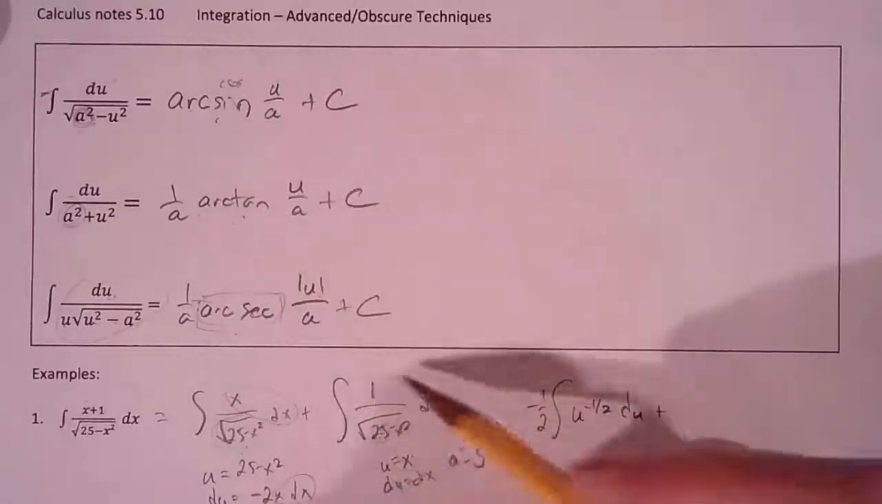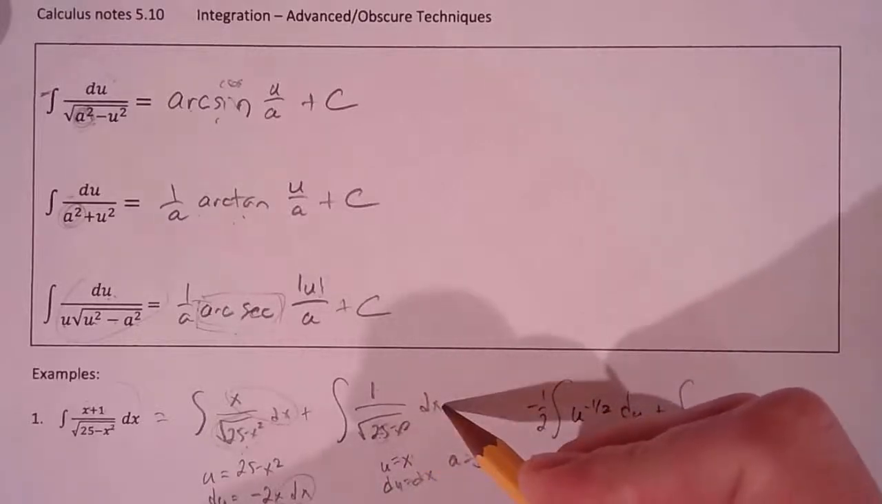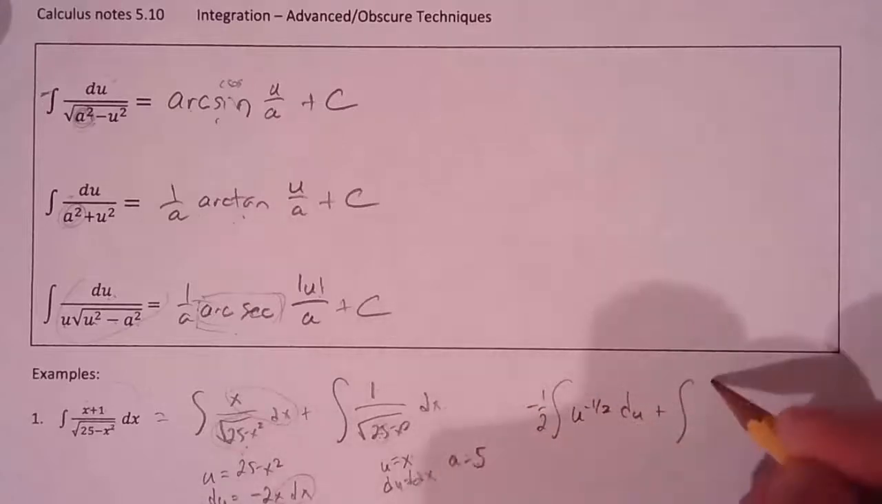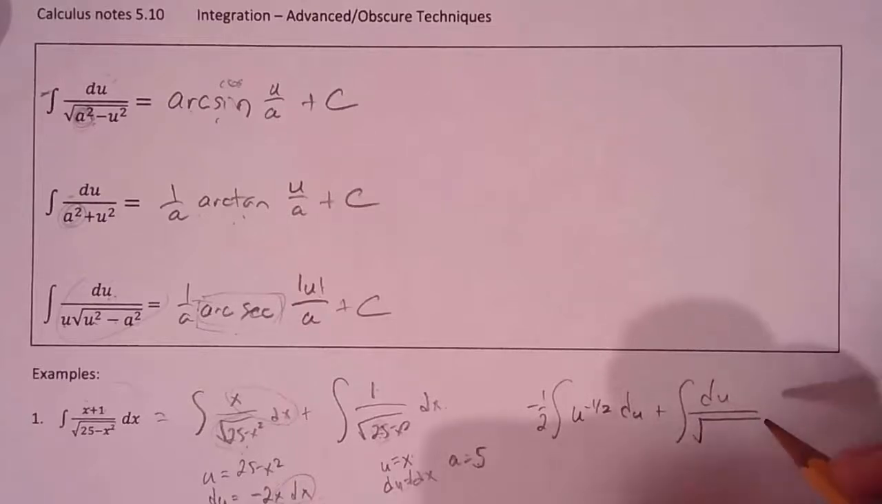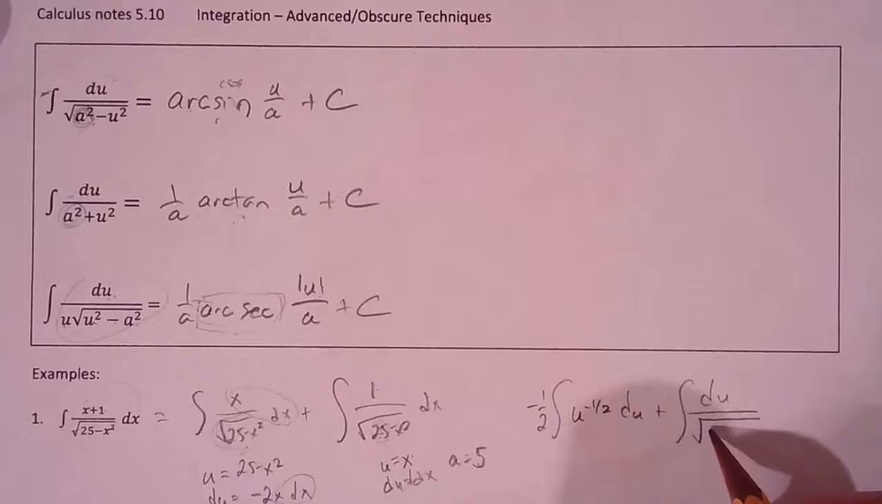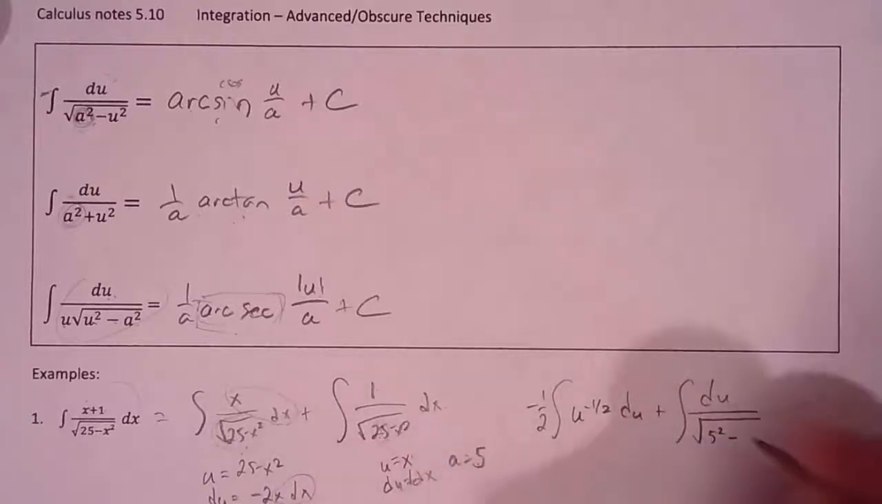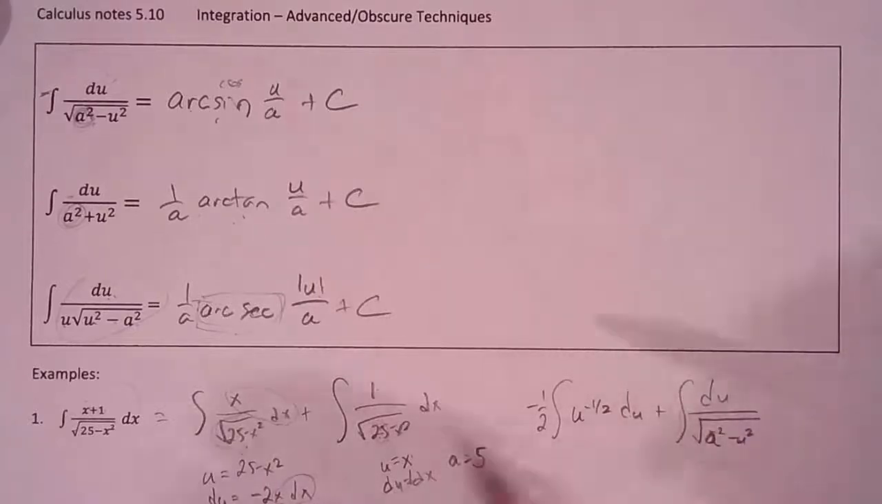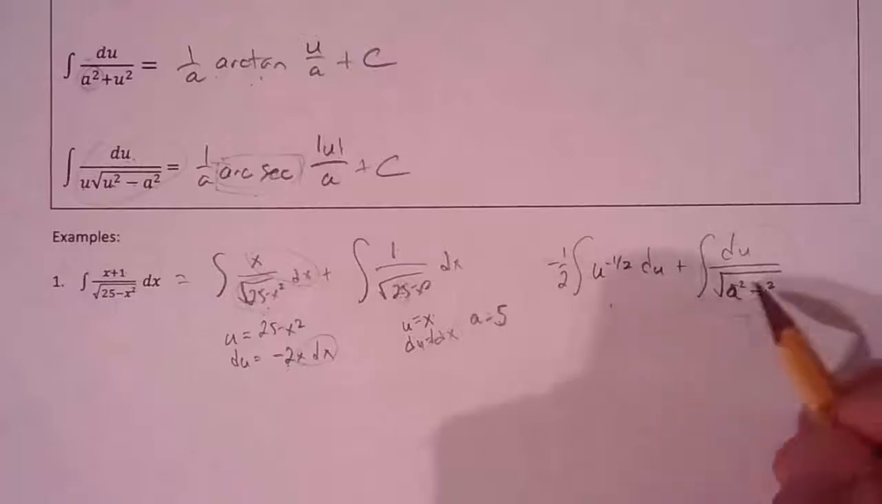Here we're going to go into arc trig mode. This 1 dx can be replaced with simply du. Underneath we have a square root. Inside the square root we have something squared, so we have 5 squared minus x squared, which is u squared. So this 5 is our a. So we are meeting this pattern directly. So now both of these integrals are things we can handle.